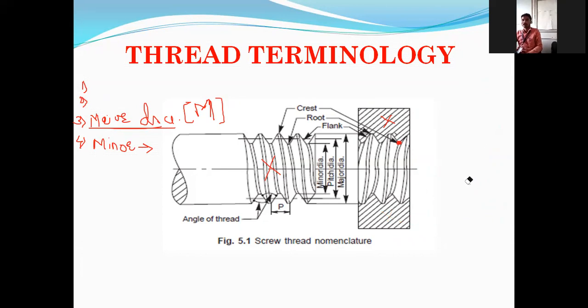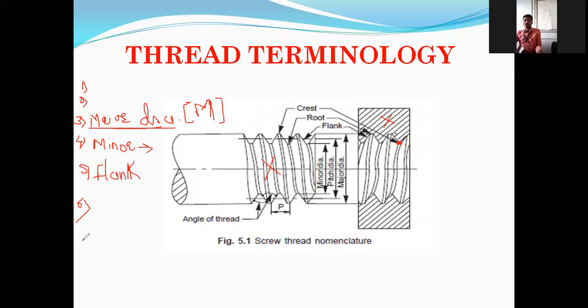Further, which terms have we seen? Crest, root, flank. What is flank? Surface of thread. Very good. Flank is nothing but the surface of the thread. Then we have seen the angle of thread. What should we call the angle of thread? The angle between two adjacent flanks is called the angle of thread.